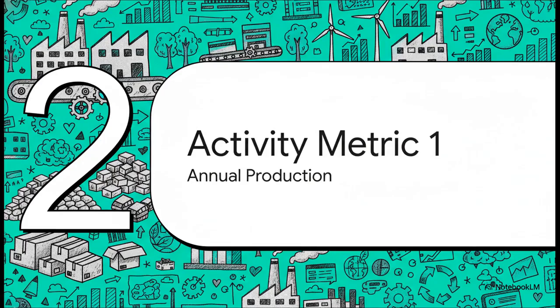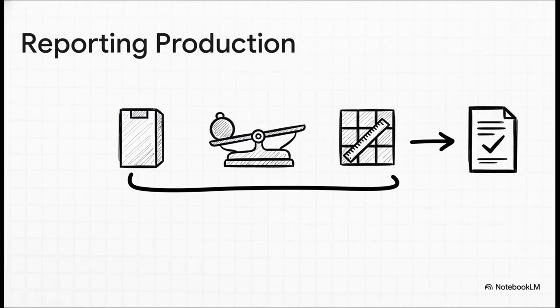All right, let's look at the first key activity metric in this standard. It's pretty straightforward. For a company that makes stuff, the most obvious way to measure its scale is just, how much stuff did they actually make? That's their annual production. Now, according to the SASB standard, companies can report this in a few different ways, depending on what makes the most sense for their specific business. They could report the number of individual units they sold, or maybe the total weight of their products in metric tons, or even the total area, like how many square meters of flooring they produced. The whole point is to get a consistent measure of their output.